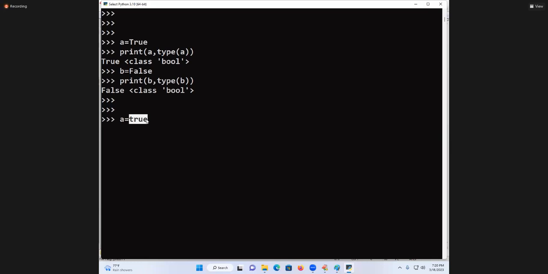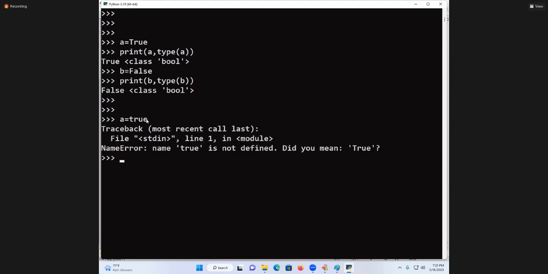The Python compiler doesn't know what it is. It will give you what? Error. What is that error? Name error. Spell out. What is the name error? When the Python compiler or PVM doesn't know the name of that, it will give you what? Name error. Now see, it is a name error. And the Python environment is telling: name true is not defined.